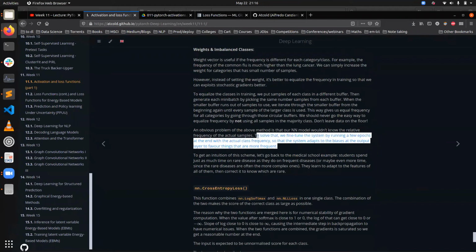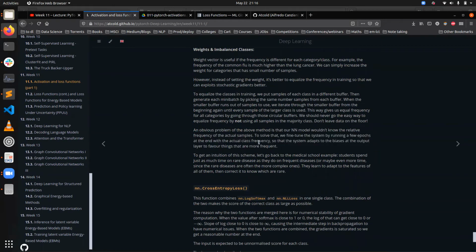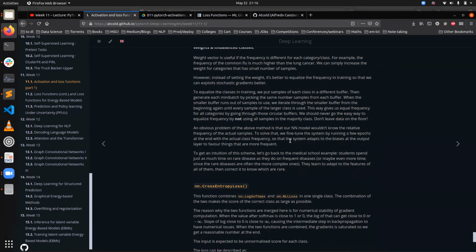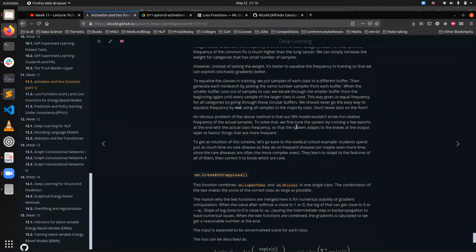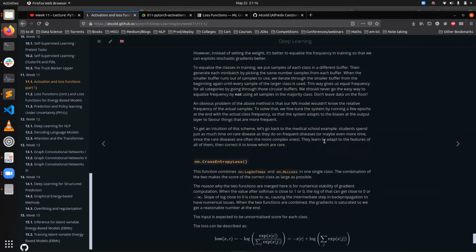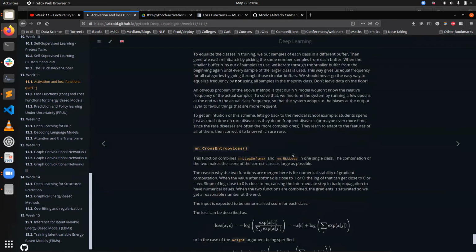Again, this is something that I have not heard before, but it seems really interesting. So you fine tune with the actual frequencies of the classes. Yeah, he gives a medical school example as well. If you have rare diseases and common diseases, the students spend equal time on studying both types of diseases, but at the end they adapt themselves to the common ones. Okay.